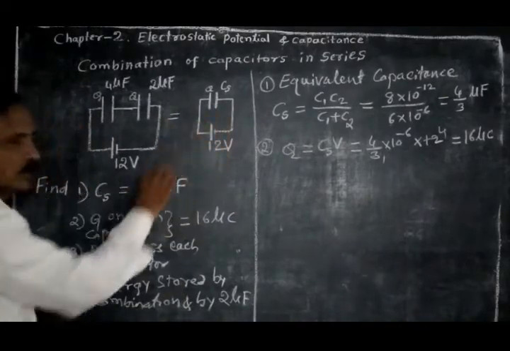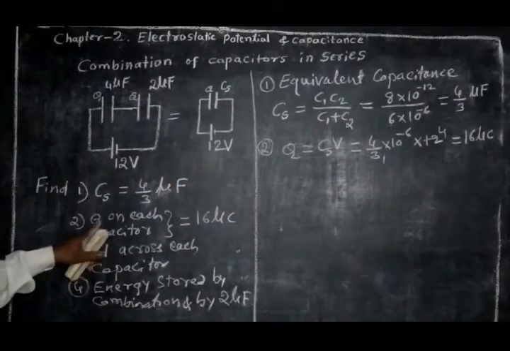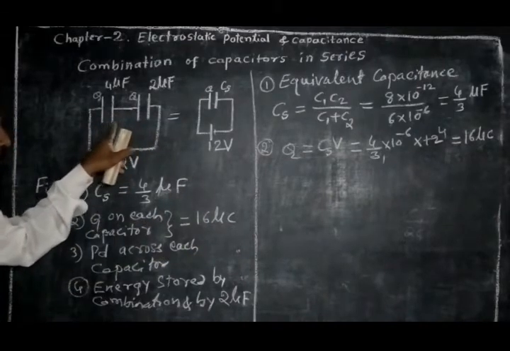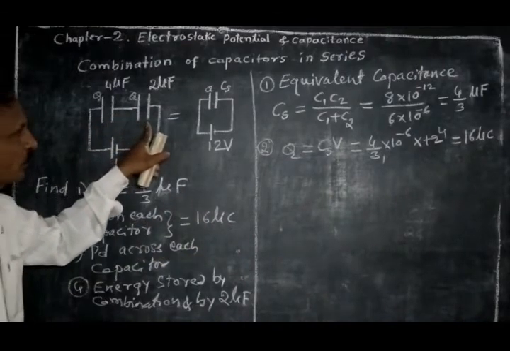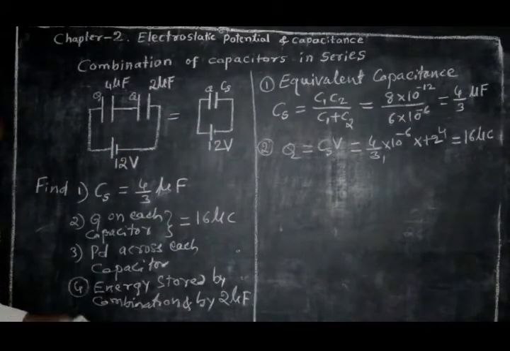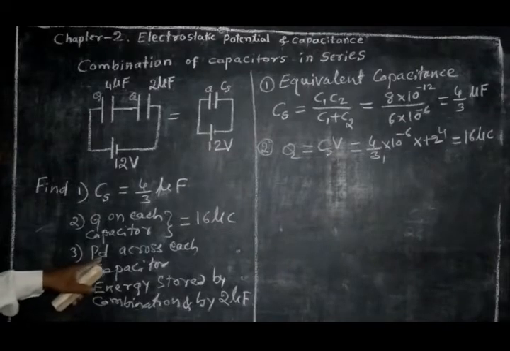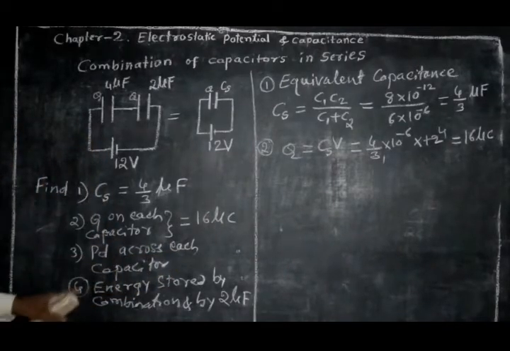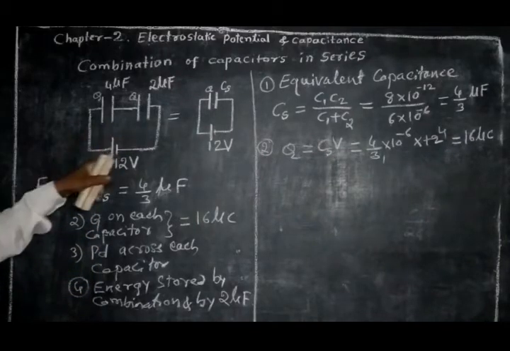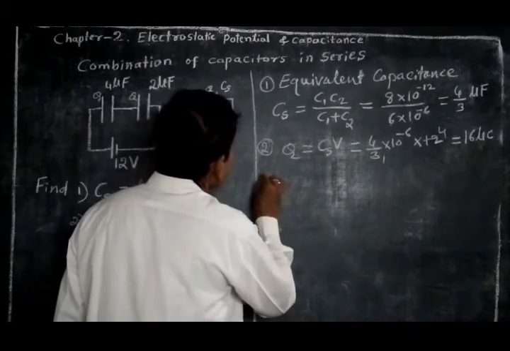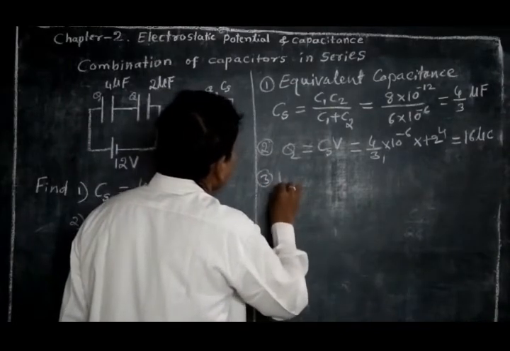It is the equivalent capacitance, and charge on each capacitor is 16 microcoulomb. It is also 16 microcoulomb. Then, number 3, potential difference across each capacitor.